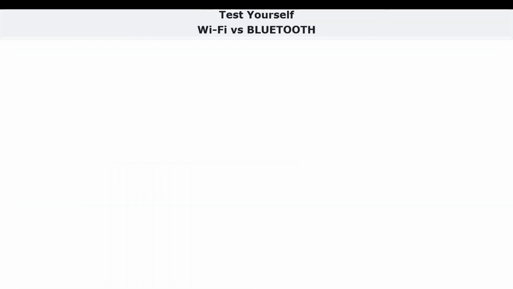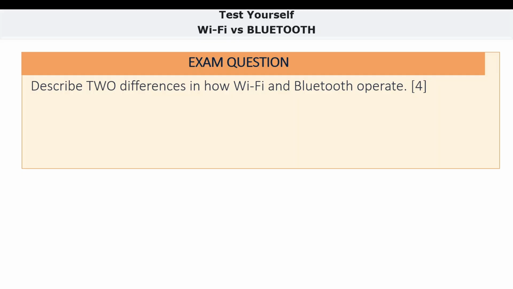Again, we have some test questions for you to try your hands on. You can pause the video and attempt to answer this question. Describe two differences in Wi-Fi and Bluetooth, and how they operate. We've seen different features, so you can just list two of each, and that should be it for this particular question.